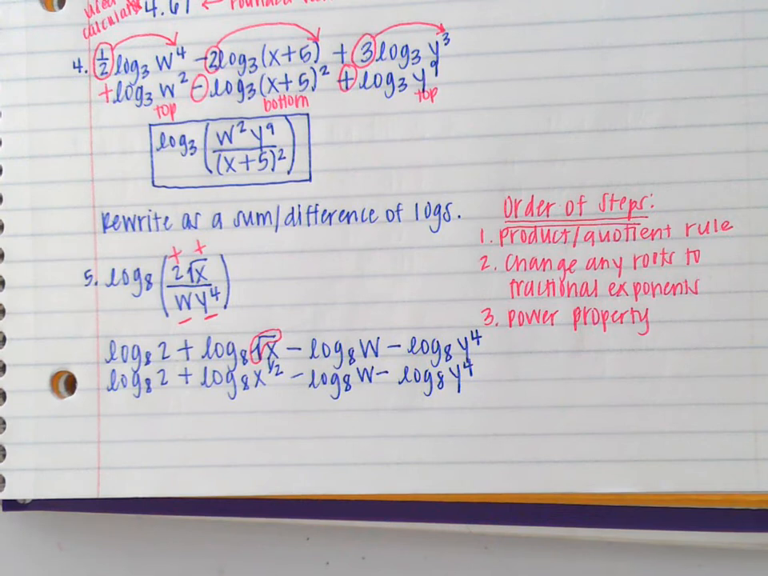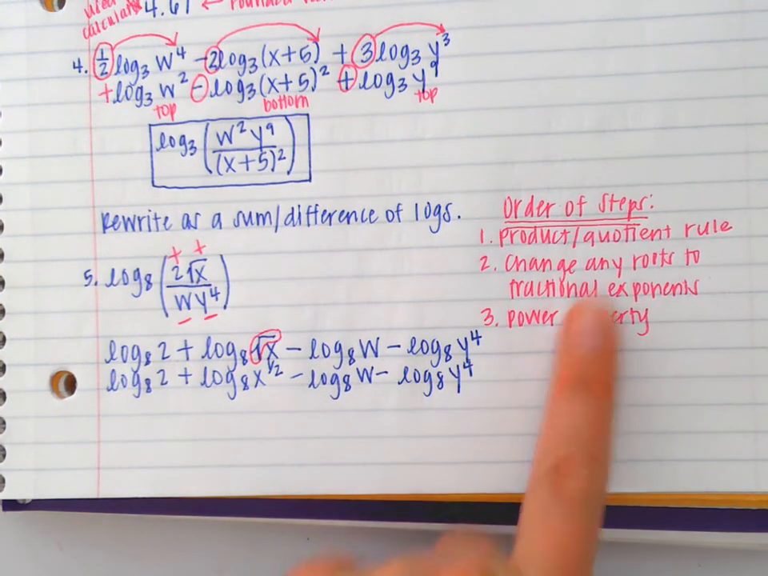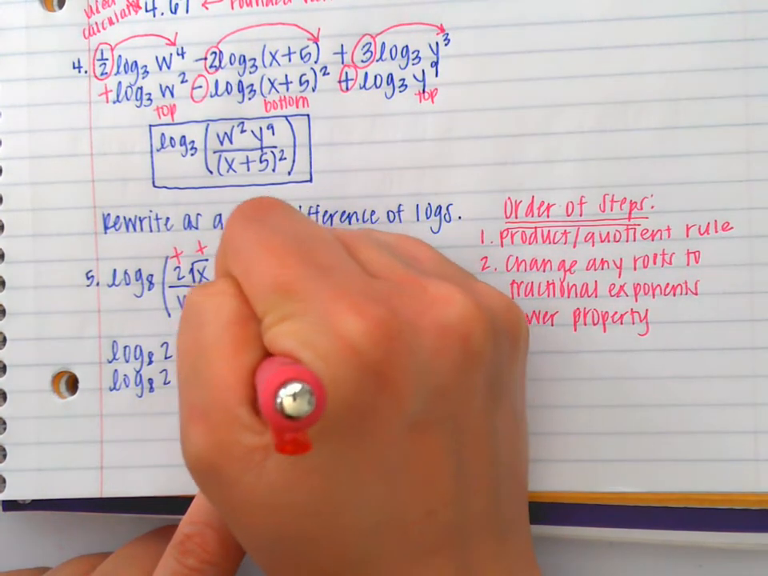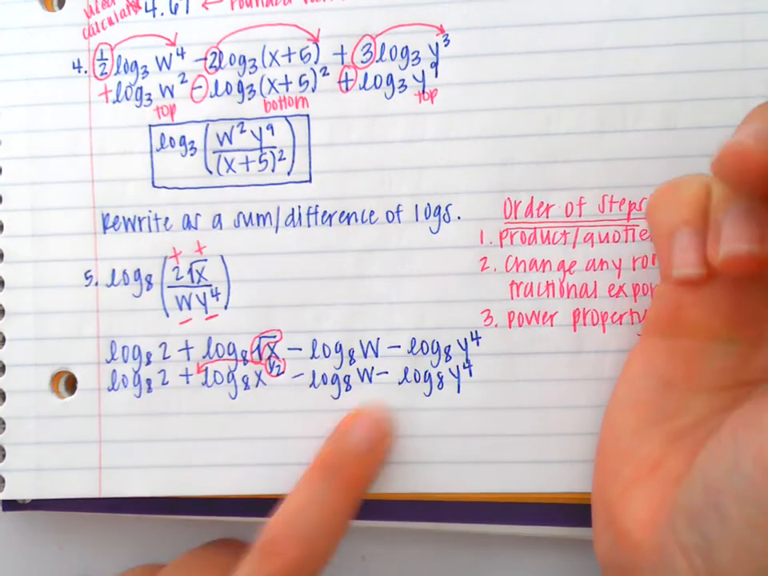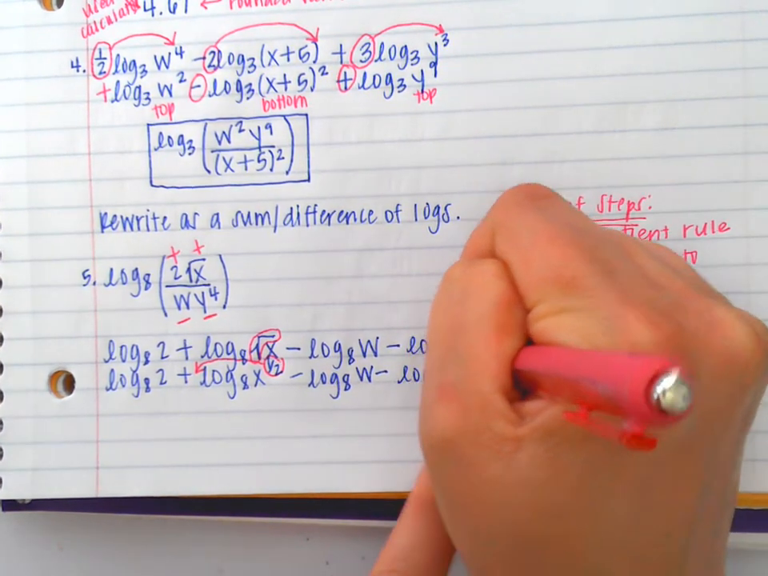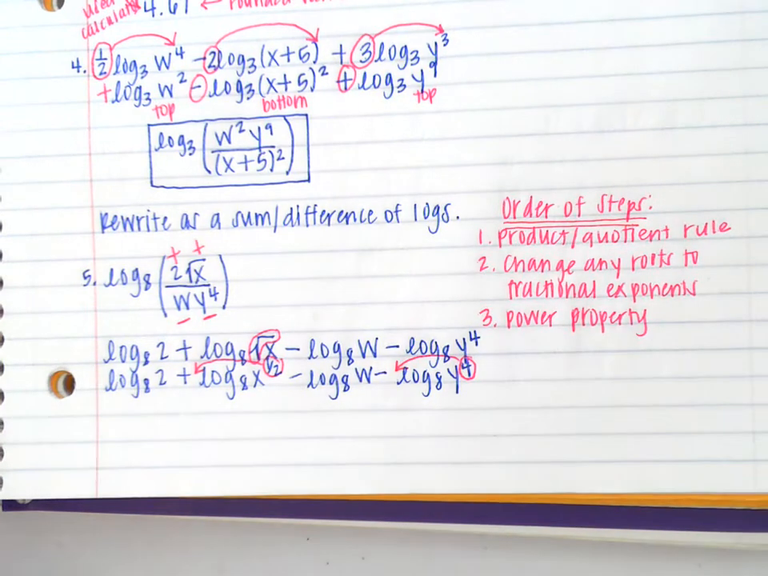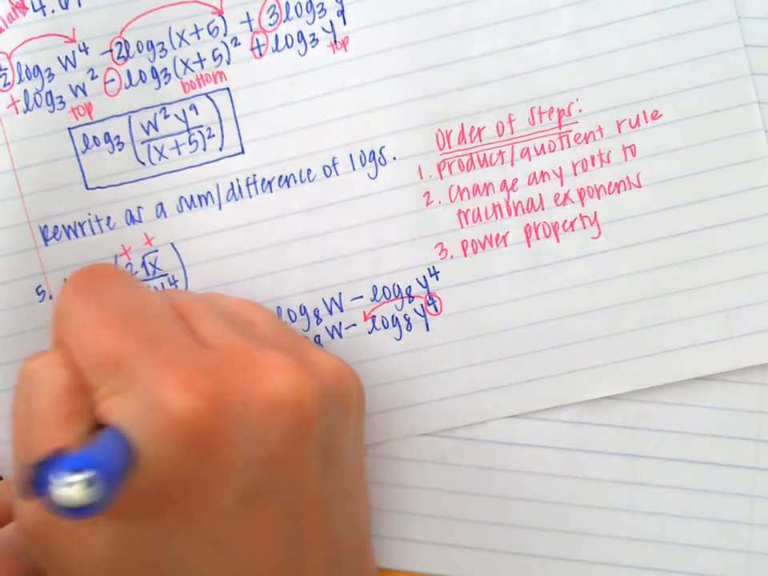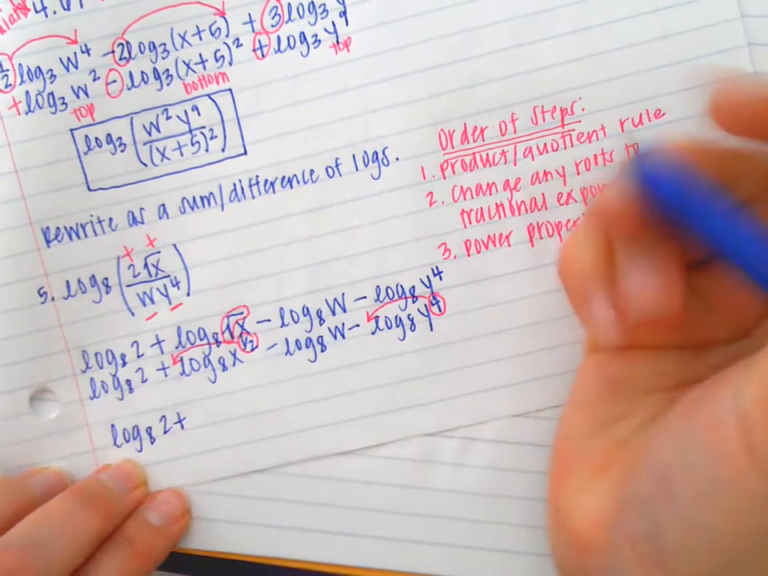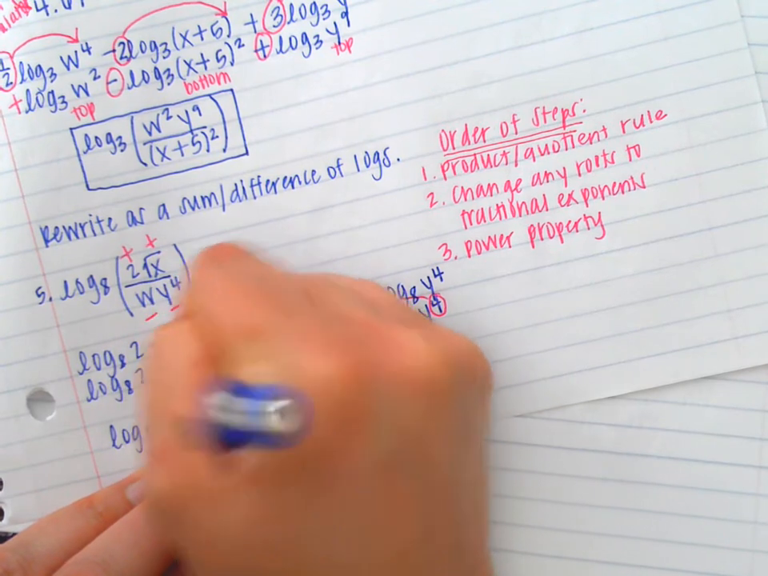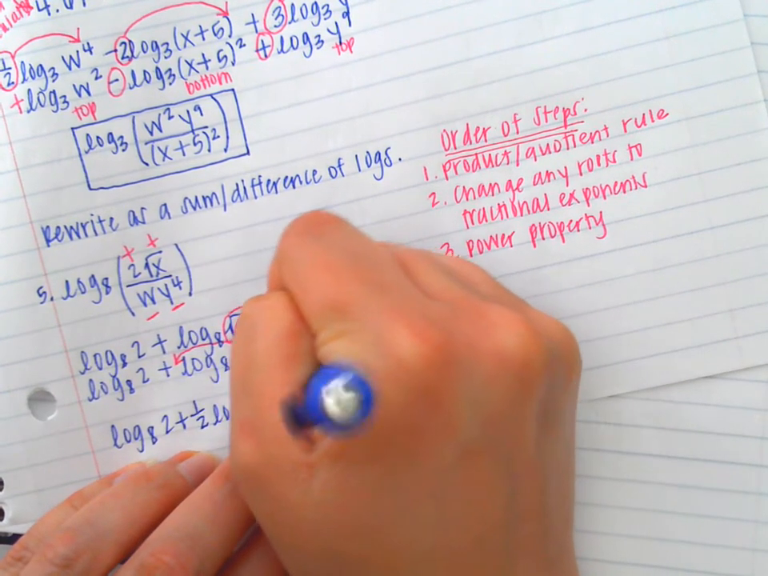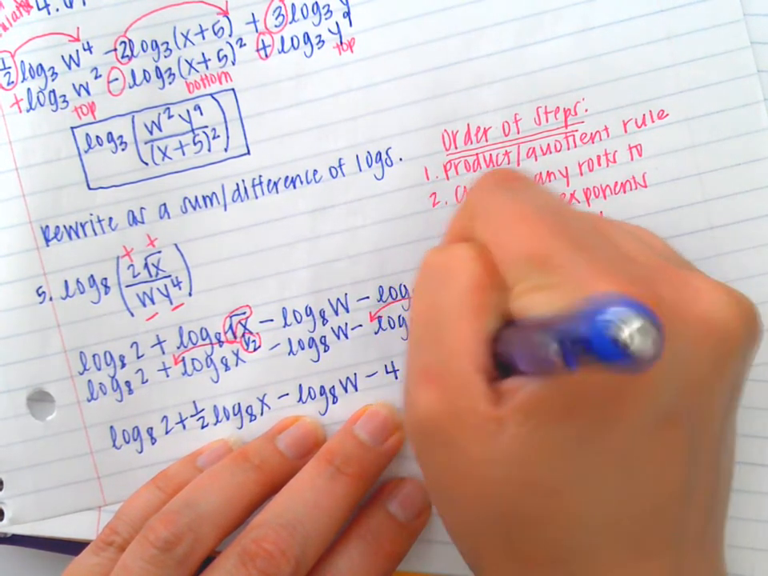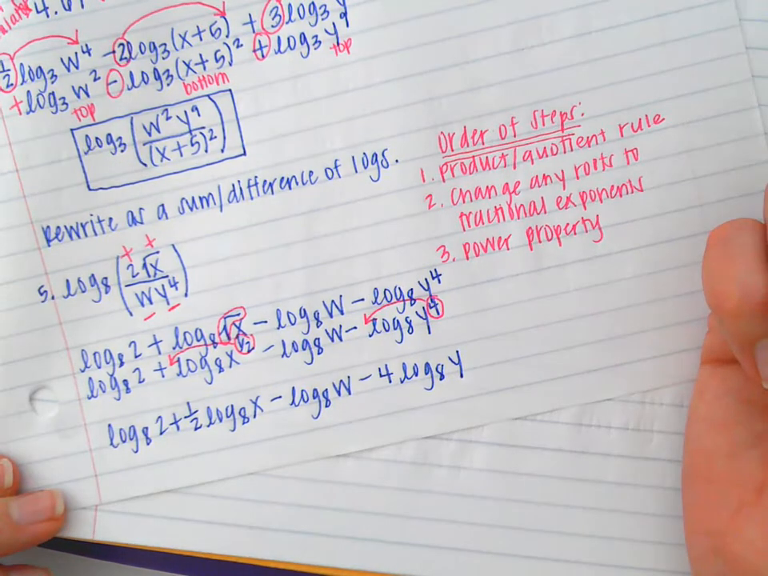Okay, and then we changed any roots to fractional exponents. Now we're going to apply our power property. No power here, we're good. That 1/2, we're going to move it to the front. No power here, we're good. That 4, we're going to move it to the front. And then that's going to be my final answer. So log base 8 of 2 plus 1/2 log base 8 of x minus log base 8 of w minus 4 log base 8 of y. And that's it. That's my answer.